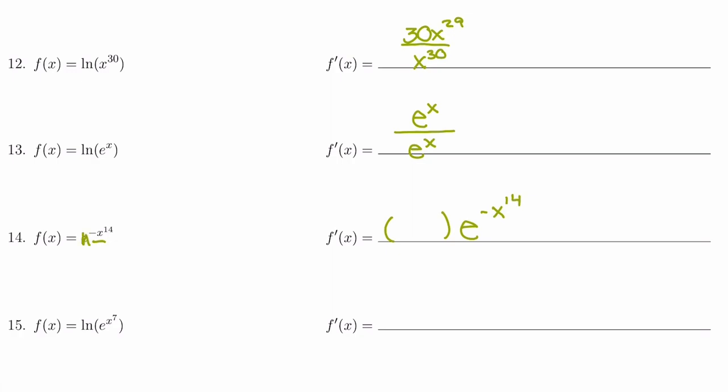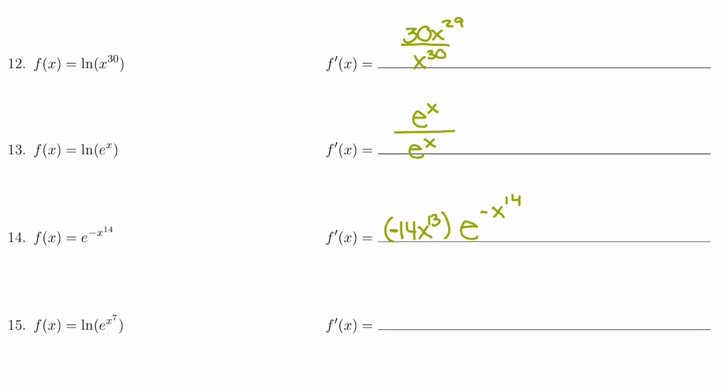So let's ignore that e for a second and just take the derivative of the power. The derivative is going to be negative 1 times 14, which is negative 14. X to the new power is going to be 14 minus 1, which is 13. So we took the derivative of just the power to be negative 14x to the 13 times e to the original power.